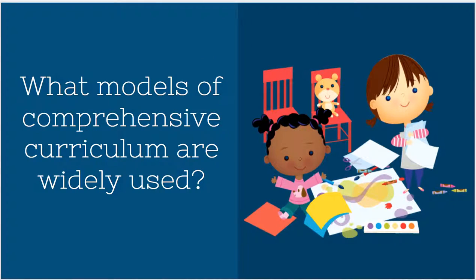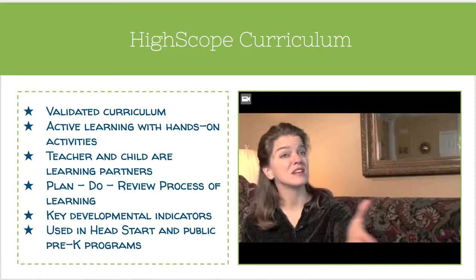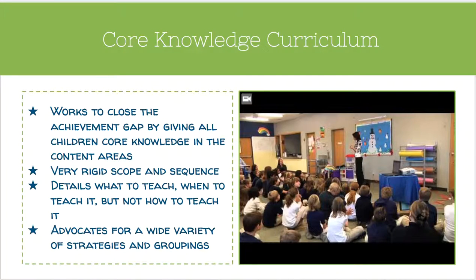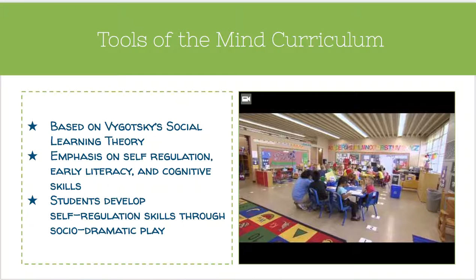And then we're going to look at the models of comprehensive curriculum that are most widely used. And these are specific curriculums that you can purchase or follow the guidelines to. So we have High Scope curriculum. You can read about it on the left and watch a video example of it on the right. We have Creative Curriculum. Again, read on the left, watch on the right. We have Core Knowledge curriculum, same format, and Tools of the Mind curriculum. Chances are if you're in a daycare or a preschool or even a Head Start, you're going to see at least one of these models used because these are the forefront of curriculum for early childhood education.